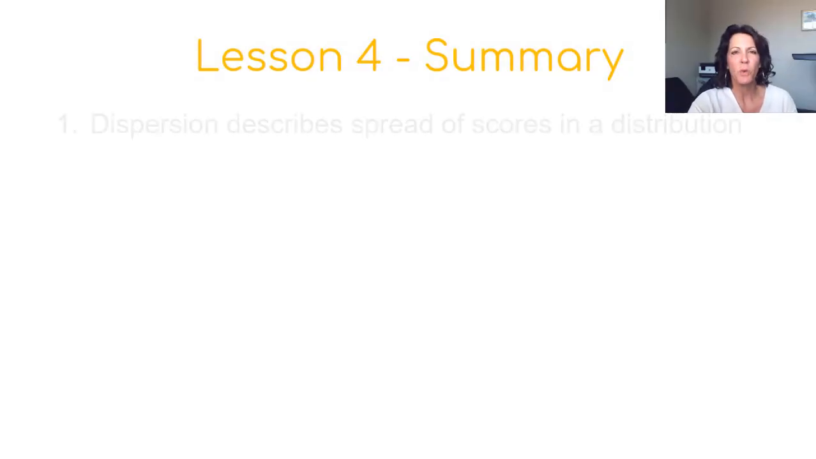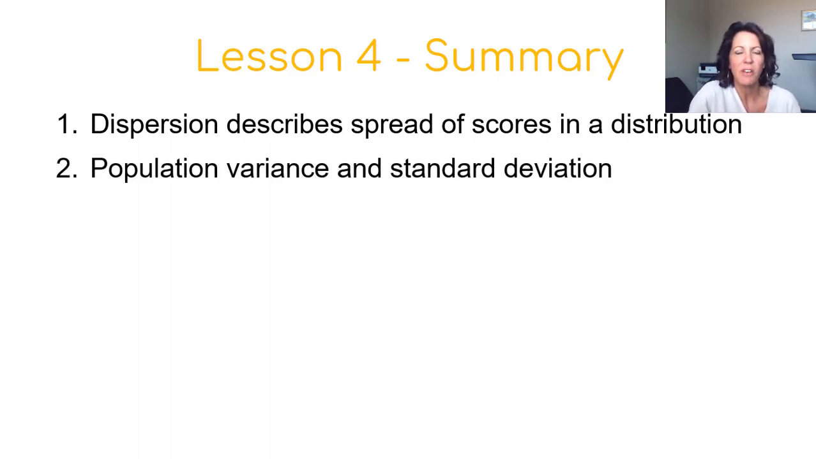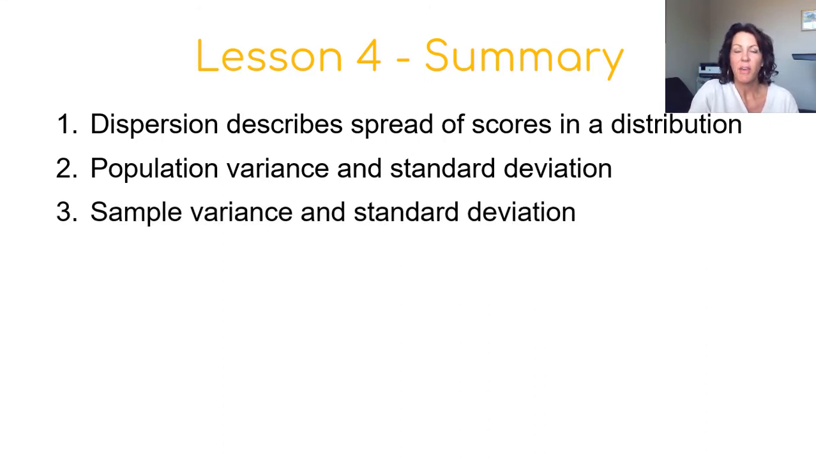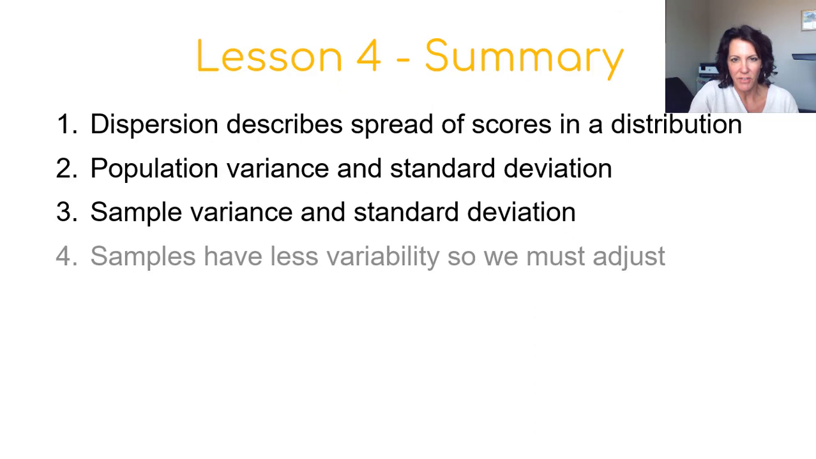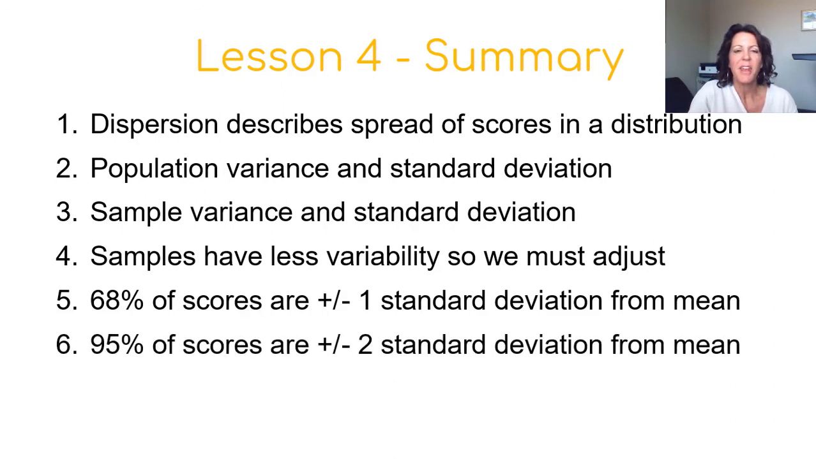Let's summarize what we've learned in lesson 4. We talked about dispersion as a description of a spread of scores in a distribution. We also talked about population variance and standard deviation. And then we went into sample variance and standard deviation. We talked about how samples have less variability, so we must adjust. And we also talked about how 68% of the scores are within plus or minus 1 standard deviation from the mean, and that 95% of the scores are plus or minus 2 standard deviations from the mean.